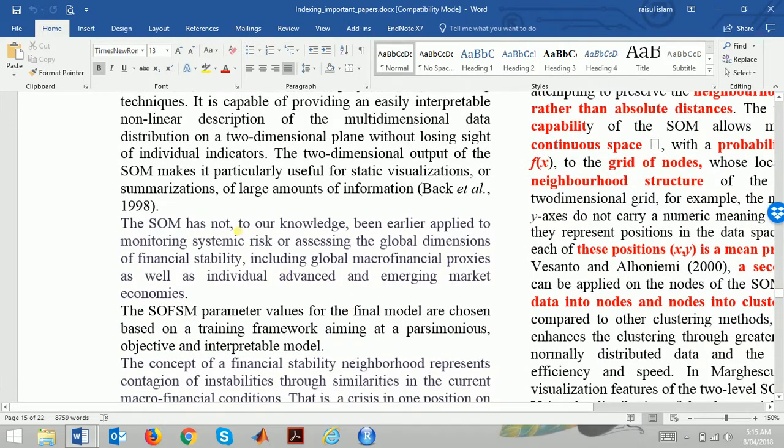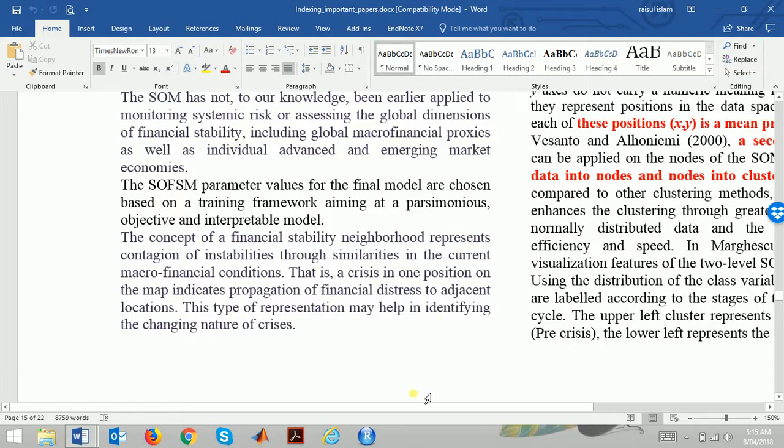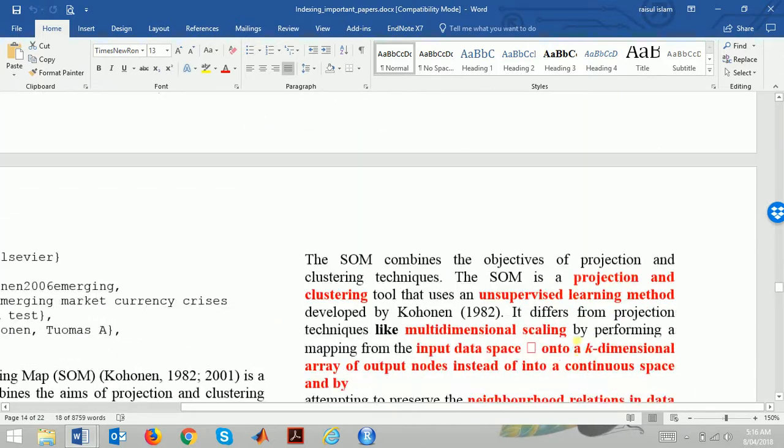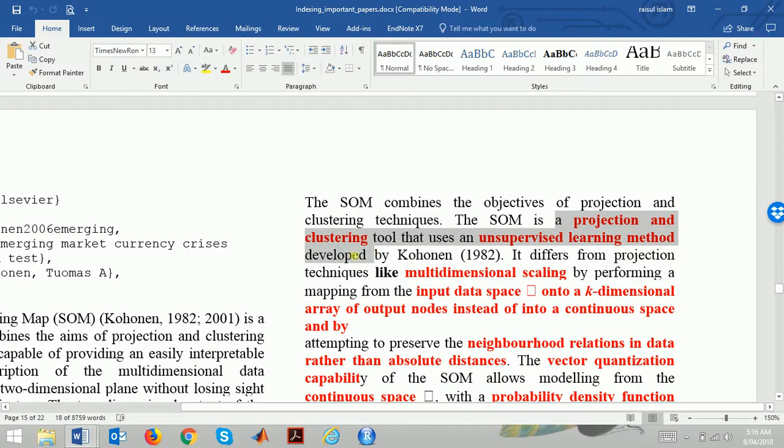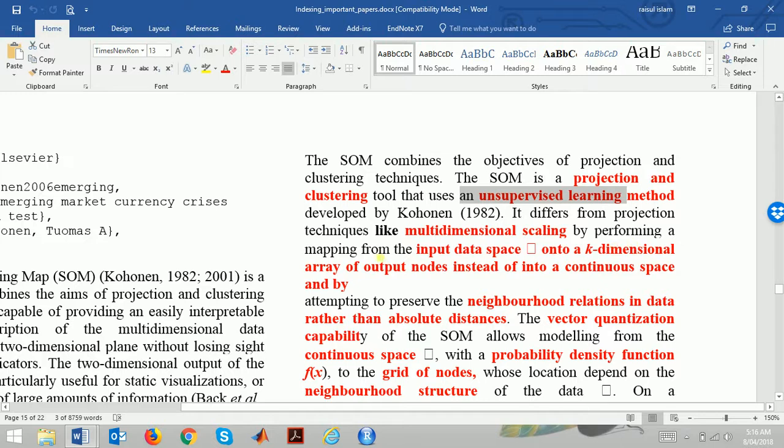The SOM has not, to our knowledge, been earlier applied to monitoring systemic risk or assessing the global dimensions of financial stability, including global macrofinancial proxies as well as individual advanced and emerging economies. That is, a crisis in one position on the map indicates propagation of financial distress to adjacent locations. The SOM is a projection and clustering tool that uses an unsupervised learning method like multidimensional scaling.